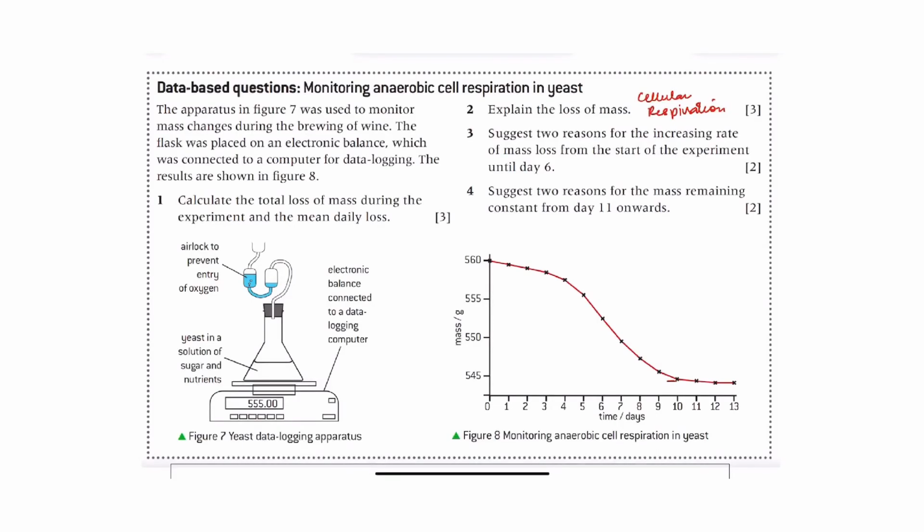Okay, we are going to look at the database question today for cellular respiration. Here you can see the setup is given where the yeast is in the solution. There is yeast, sugar and nutrients, and the setup is put on the weighing scale electronic balance, which is attached to a data logger. So we are recording the change in the mass over the period of time. Here, to prevent entry of oxygen, an airlock is used. So it is preventing the entry of oxygen, which means anaerobic respiration is happening.